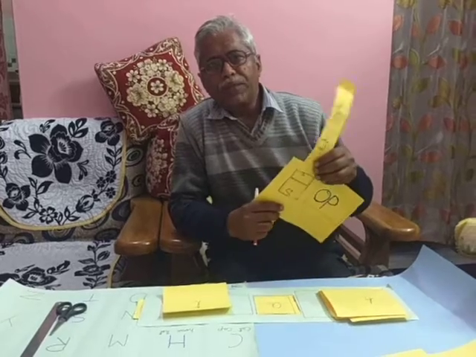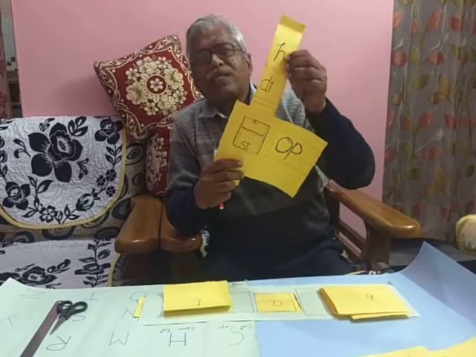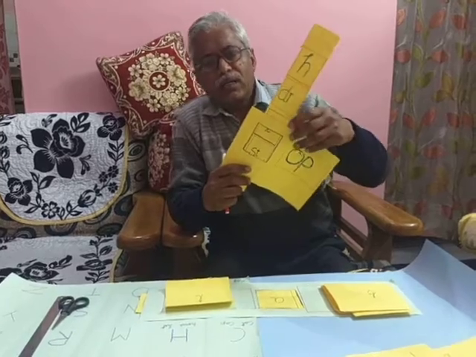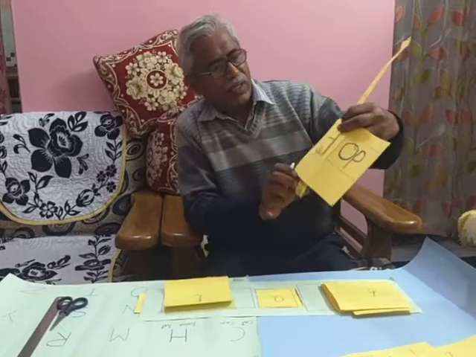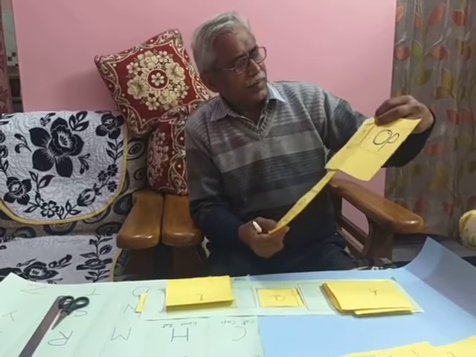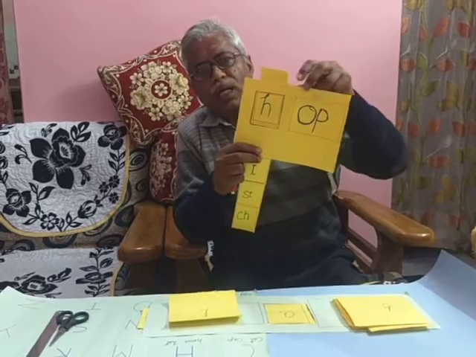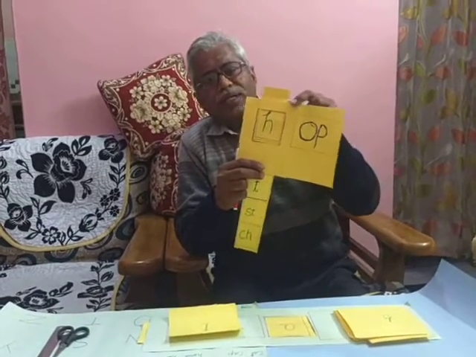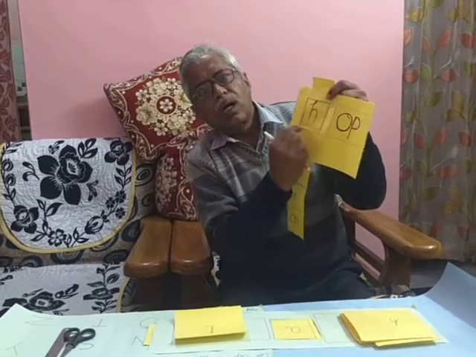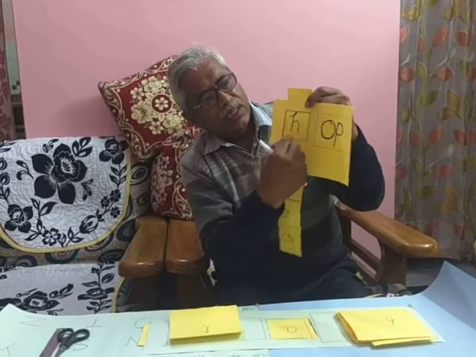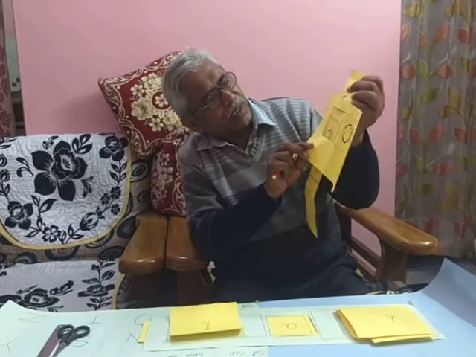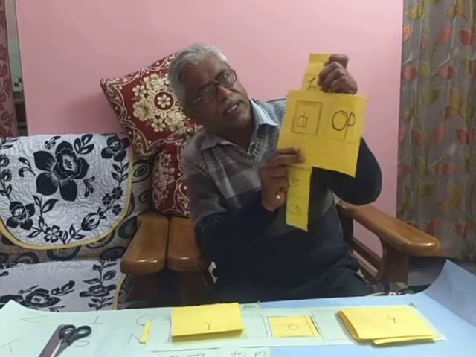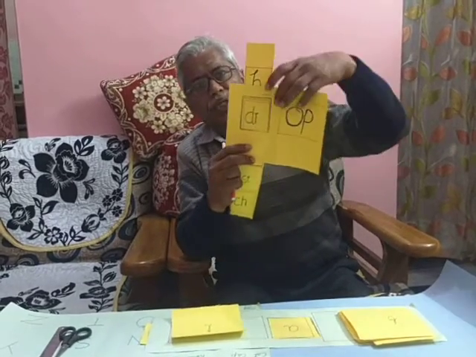Here, one of the activities I have taken is called the word slider. With this help, the child will learn reading of words. Say for example, here, see, I'll show the child and ask him to read. He will try to read. What is it? Hop. Then I'll move this slider upward. Then I'll ask him to read it.